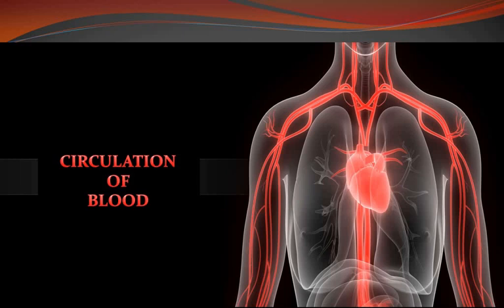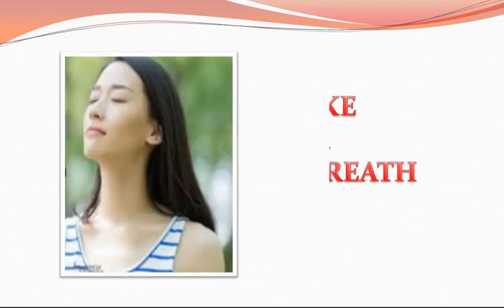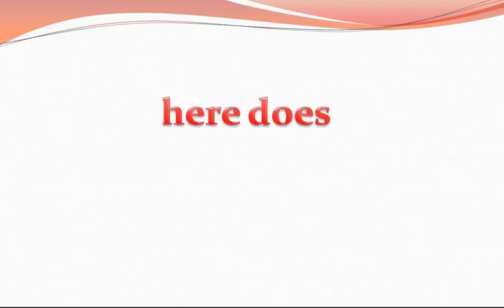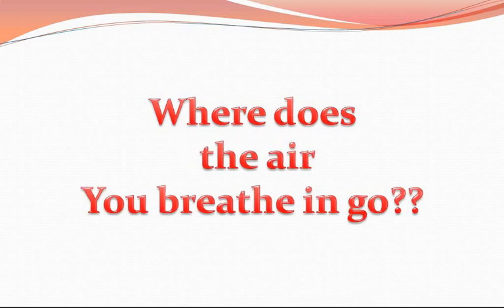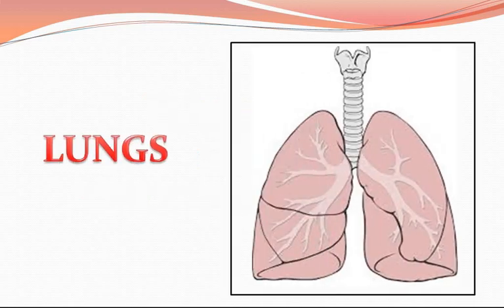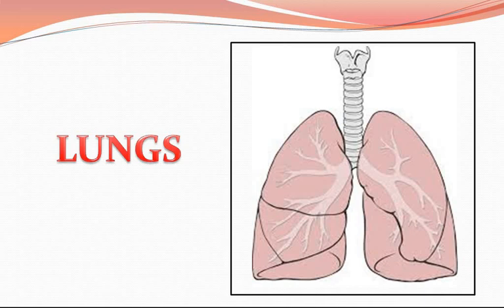Circulation means movement. So circulation of blood is all about movement of blood in the whole body. Take a deep breath. Where does the air you breathe in go? Well, you might know that the inhaled air goes into the lungs. But that is not the end. Let us study how this air gets mixed with the blood and transported throughout our body.